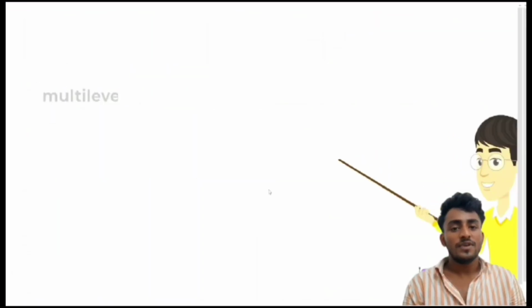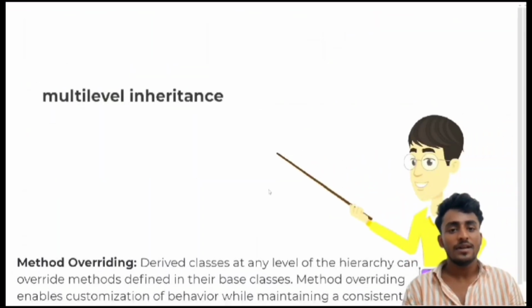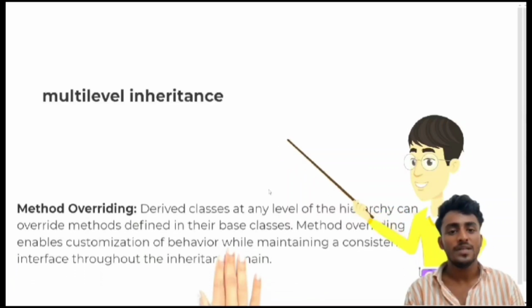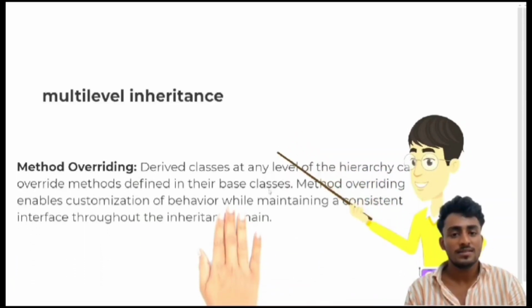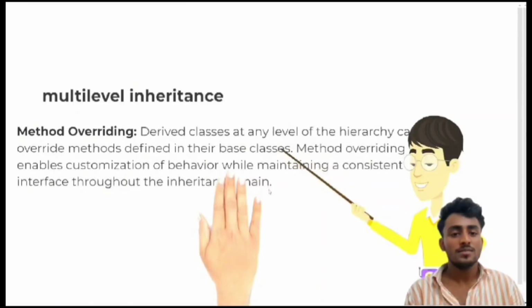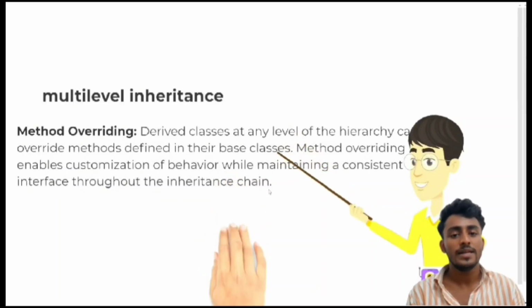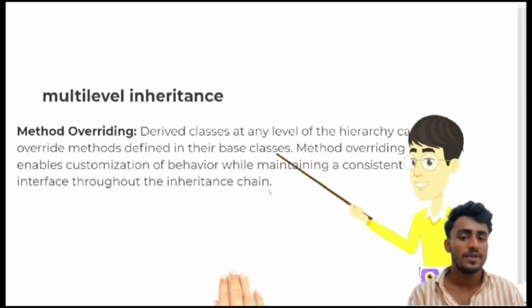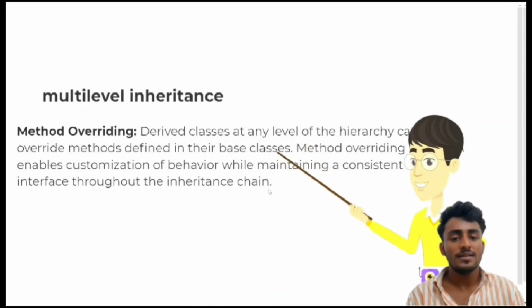A key feature of inheritance is method overriding. Derived classes can override methods defined in their base classes, allowing them to customize or extend the behavior of those methods. This is particularly useful when you need to maintain a consistent interface across different levels of the hierarchy, while still enabling specific behaviors in different classes.